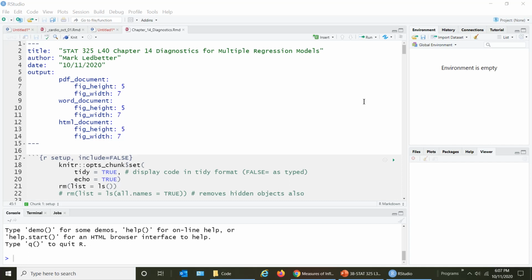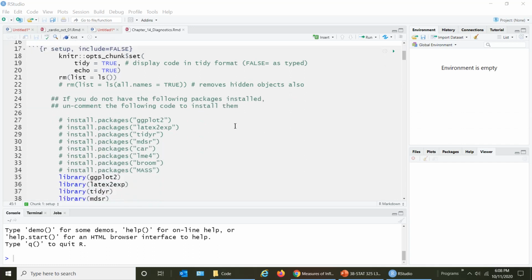I'm Mark Ledbetter, and this is lecture video 40, and we are going to discuss the code for chapter 14, Diagnostics, in terms of a multiple regression model. So let's get started. Again, this is an RMD or R Markdown document, and this document, specifically this one, is required for you to use for your homework for chapter 14 and for your project number 2.